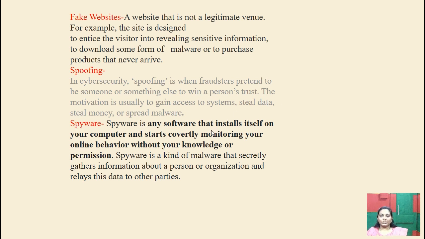Next, spyware. Spyware is any software that installs itself on our computer and starts constantly monitoring your online behavior without your knowledge or permission. Spyware is another software or virus which can install itself. If we download anything from the internet, this spyware can come with it, and it can monitor our PC and behavior without our knowledge or permission. That software will monitor our computer.